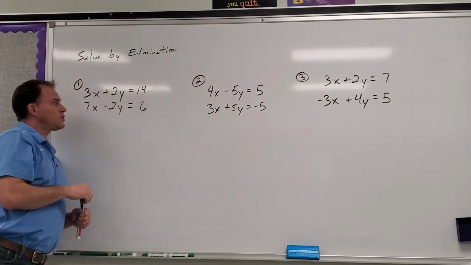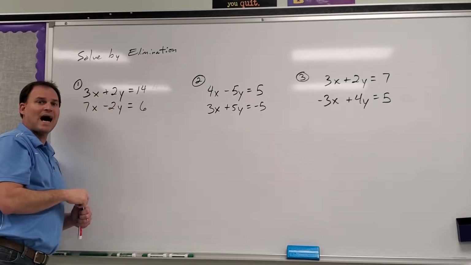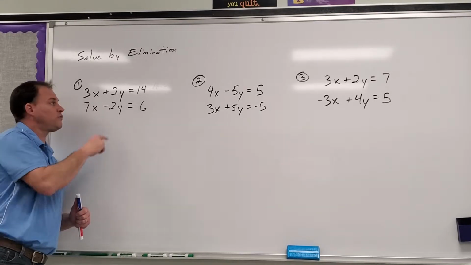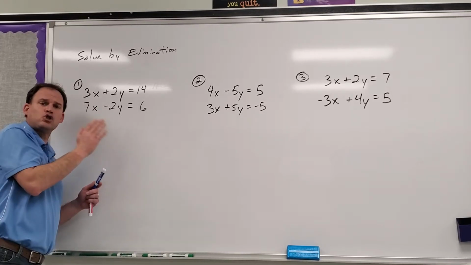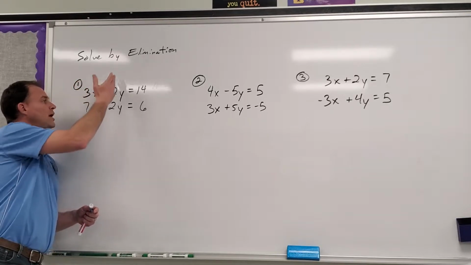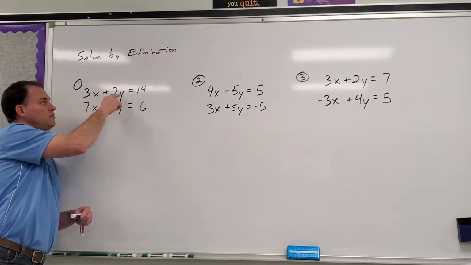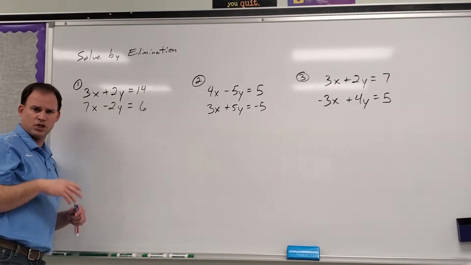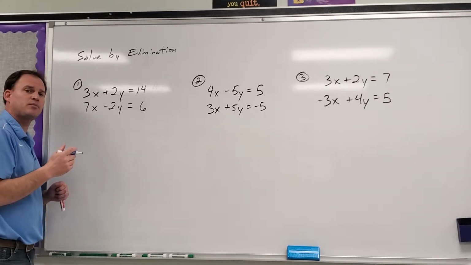So in order for this to work, I have to have one of these variables be opposites of each other. It could be the x, it could be the y, but one of them has to have the opposite coefficient, one positive, one negative. So the first part of this is to make sure you have opposite coefficients and to make sure everything is in standard form, everything's lined up. We've got everything in standard form, we've got opposite coefficients, so we're good to go. Once you have that done, the rest of this process is pretty simple.